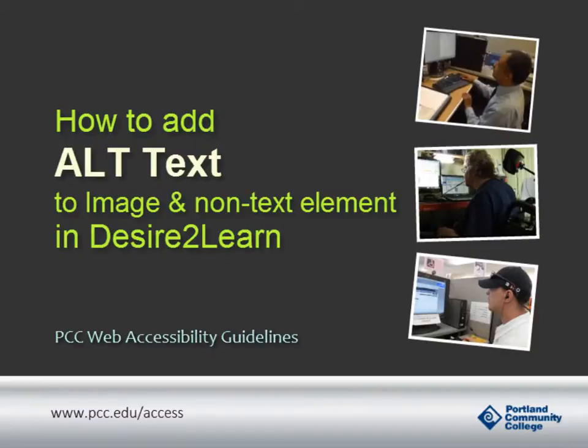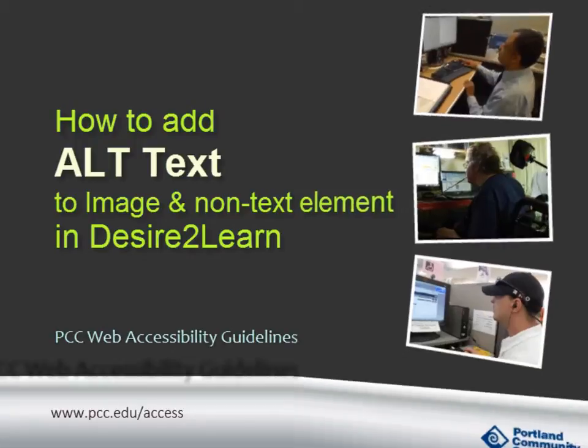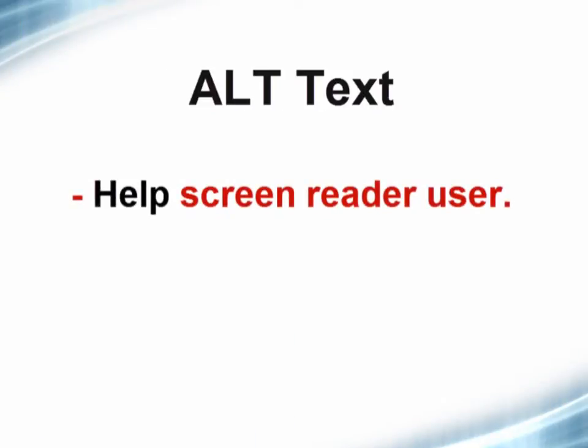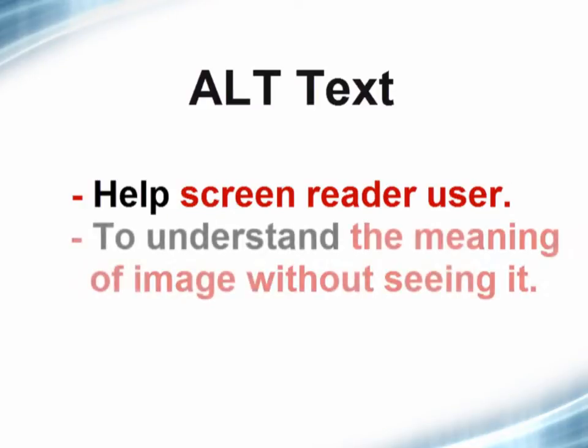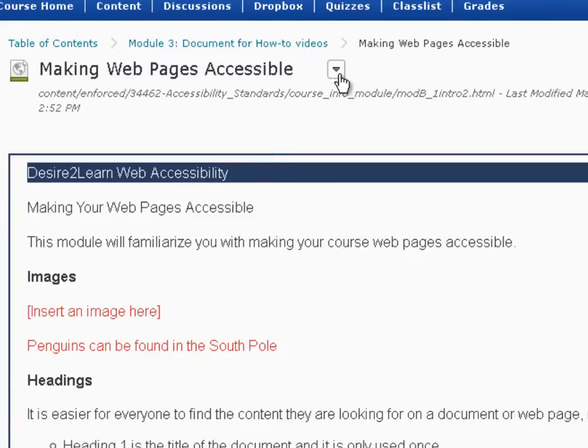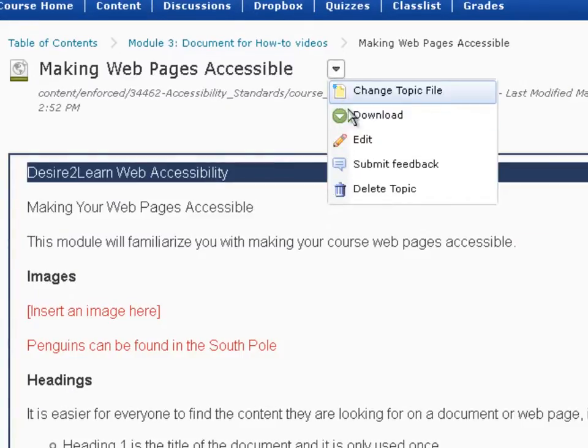This video demonstrates how to add alt text to image and non-text elements in Desire2Learn. Alt text helps visitors to your web page who use assistive technologies like screen readers understand the meaning of the image without seeing it. First, go to the Desire2Learn course page you want to edit. Choose the Edit tool from the Actions menu.